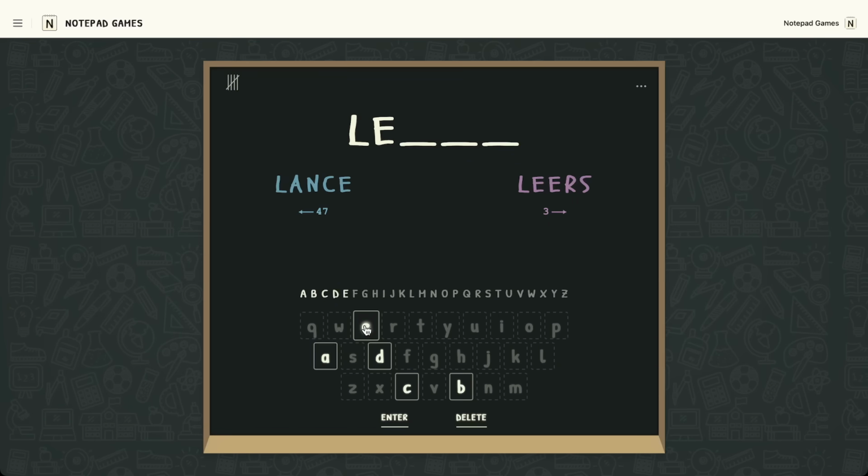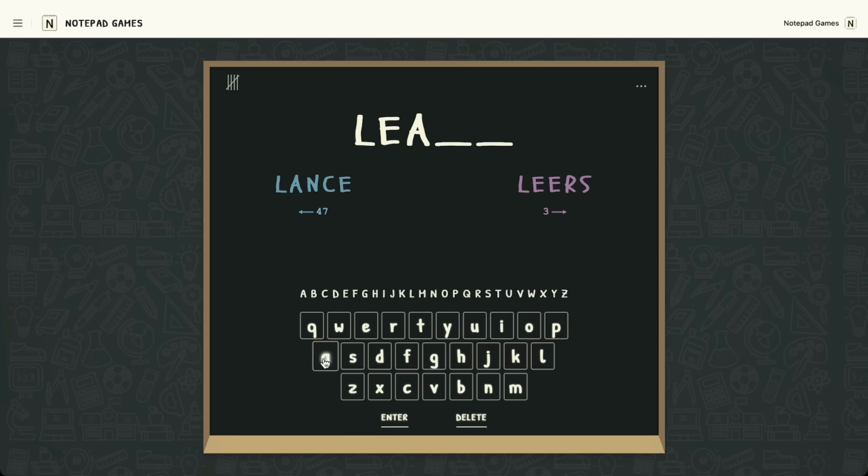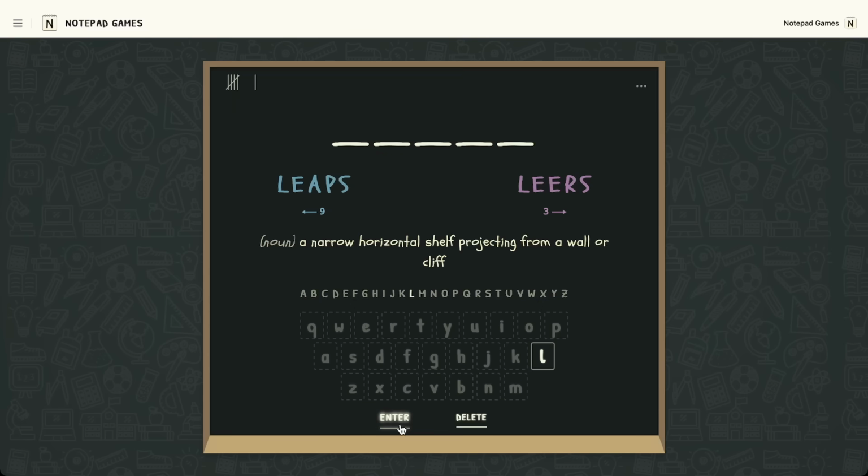So are there other L-E-A words? Maybe something like leaps. 9 away. A narrow horizontal shelf projecting from a wall or cliff. Some of you will likely know that immediately. A narrow horizontal shelf projecting from a wall or a cliff that starts with L-E.